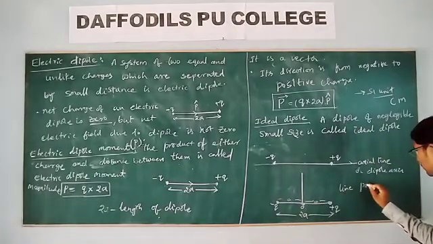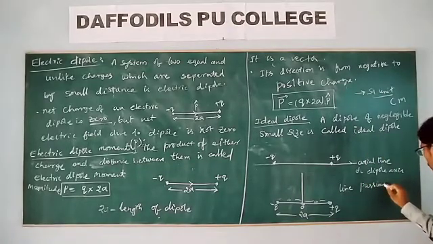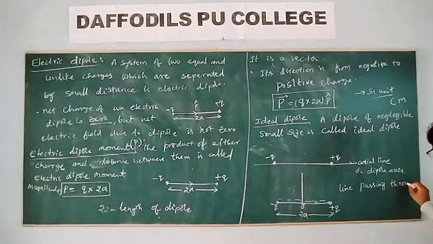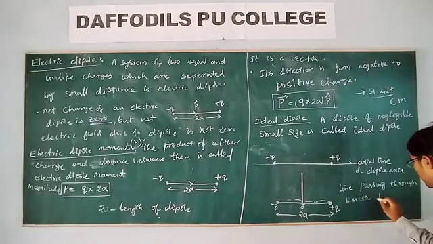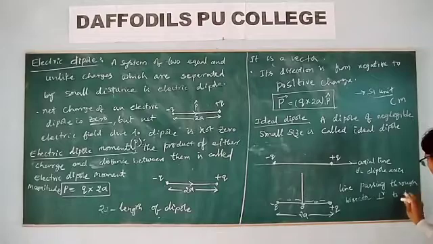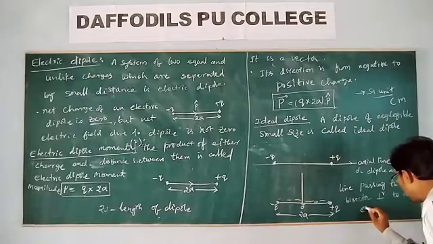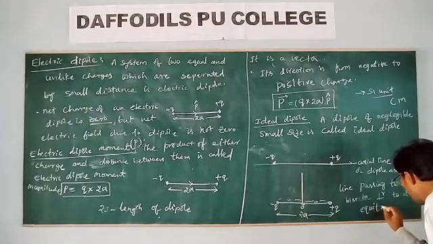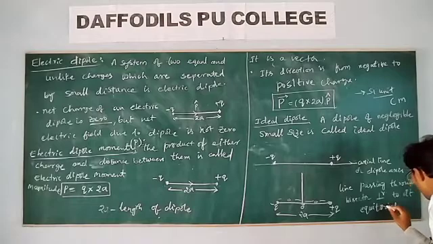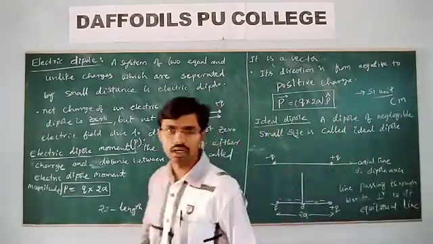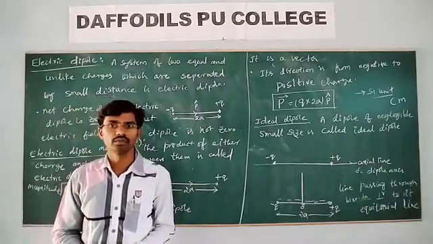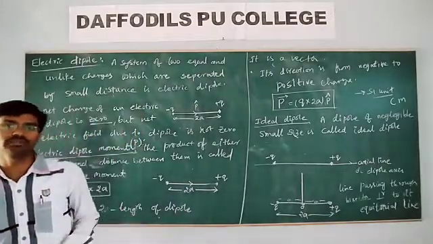Now a line passing through the bisector of the dipole, bisector and perpendicular to the dipole, is called the equatorial line. So this is just the concept of the electric dipole and the direction of the dipole, which we have just seen.